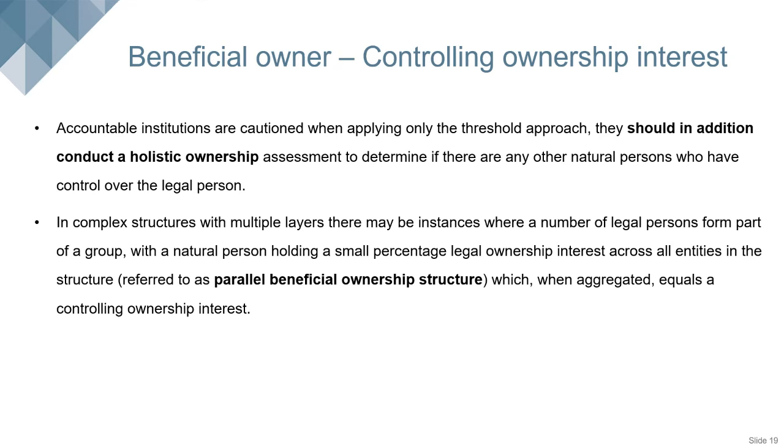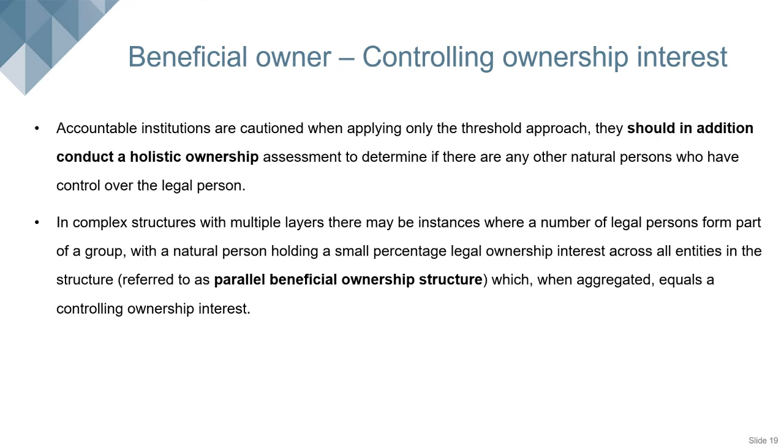So what this means is if there are multiple layers in your structure, if you find that your structure is a complex structure and you find that legal persons across the board actually look like they own a small percentage of a legal ownership interest, but when you look across the board and across all the layers involved in your complex structure, you see they actually cumulatively hold more than the threshold amount, right? Which is known as a parallel beneficial ownership structure. So when it's aggregated, when you take it in totality, it actually equals 5% and more.